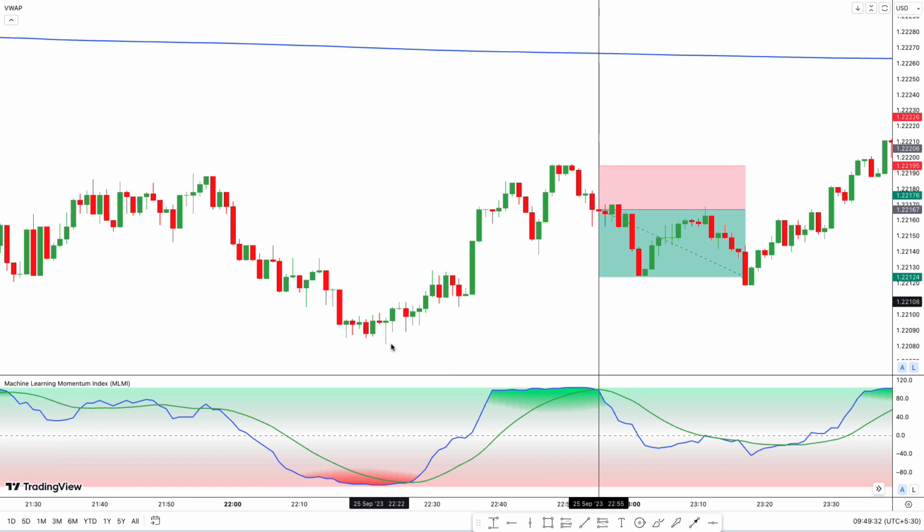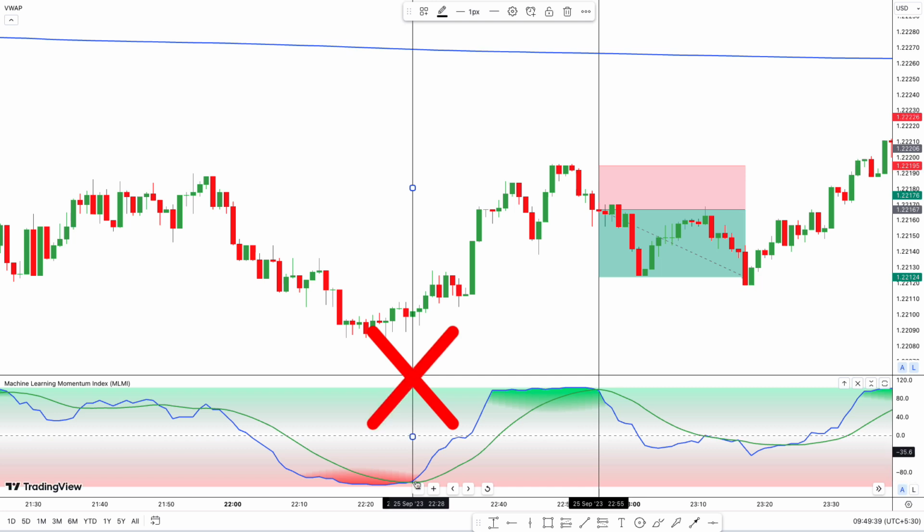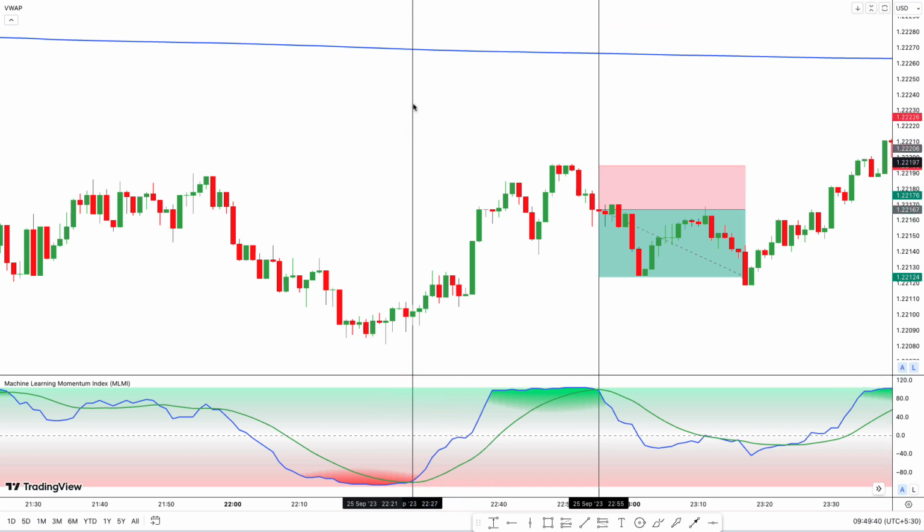We can see here the blue line of the MLMI oscillator crosses the green line from below, which is a clear buy signal. Apart from this, the crossover also happens in the red zone. This suggests that the market is oversold and due for an upward correction, but market price here is trading below the VWAP indicator. So this signal is invalid, because both conditions are not met. So do not enter any position.